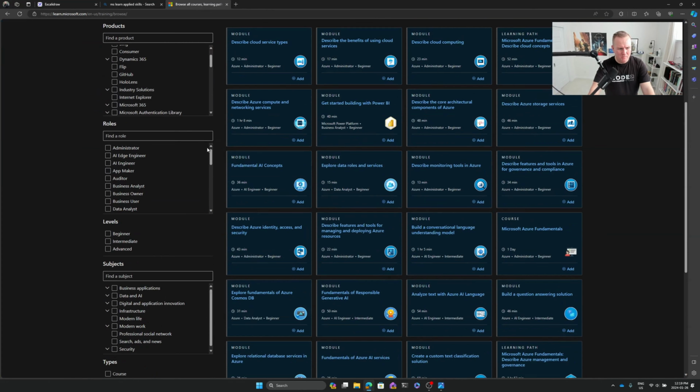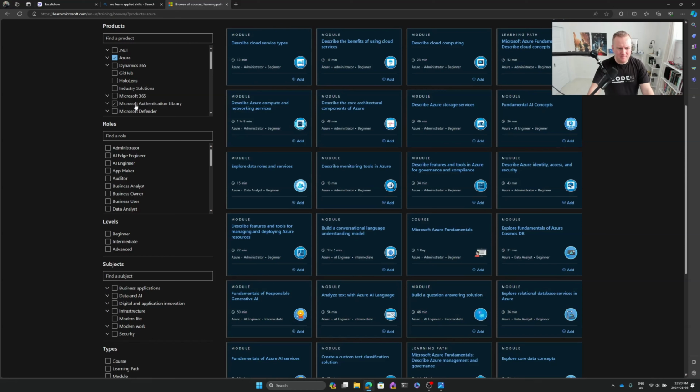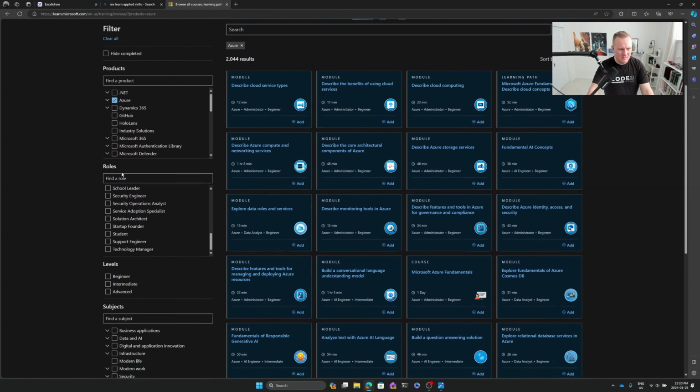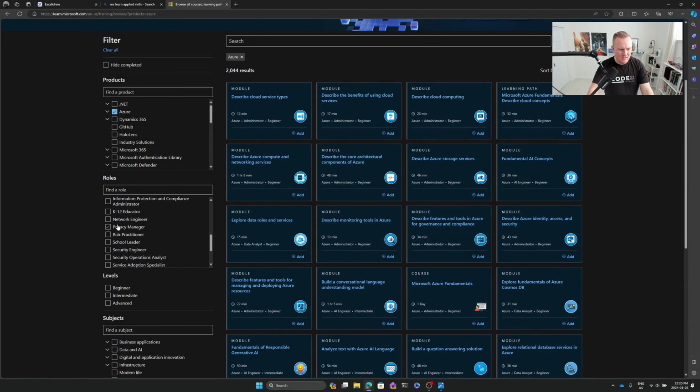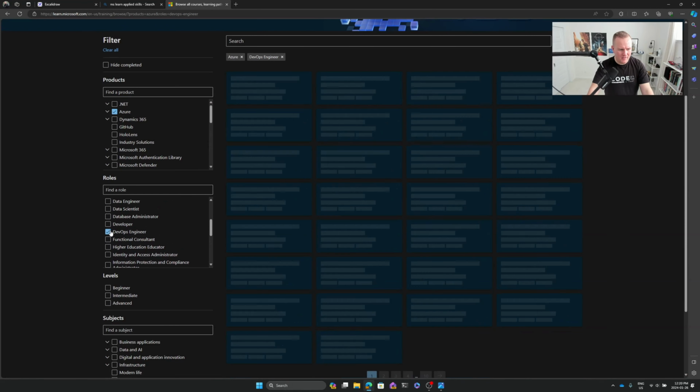This is the MS Learn website, and this is where all the paths are. This is all free resources, by the way. Different modules for different career paths. But if we just look on roles, I always go by roles. You can go by product, but if we click on Azure, and then scroll down here, let's have a look. What have we got? Let's click on DevOps Engineer.